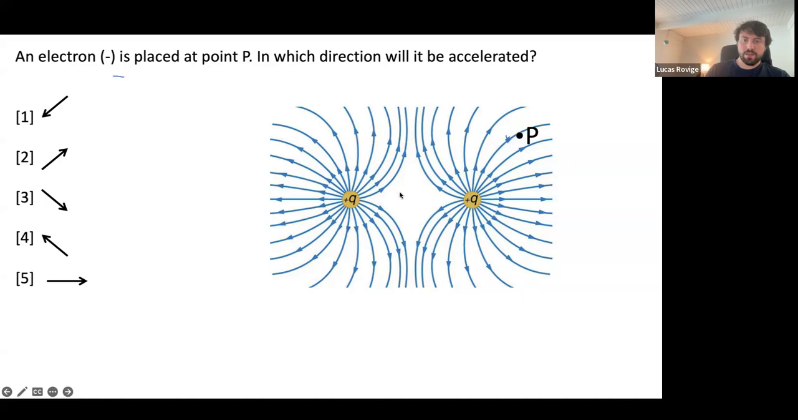And the last example to make sure we understand this. We have an electron placed at point P here. In which direction would it be accelerated?